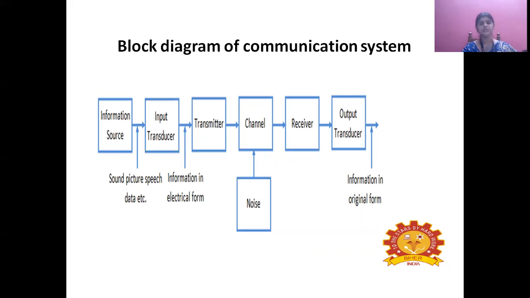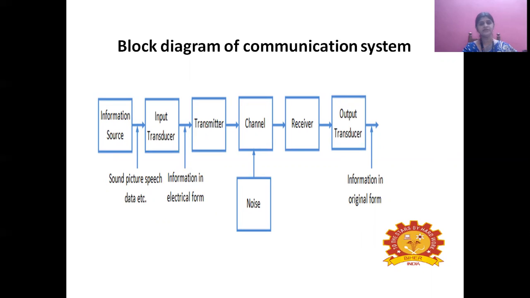The channel is nothing but the transmission medium, which is used for transferring the signal from the transmitter to the receiver. There are different types of transmission medium: the twisted pair of wires, coaxial cable, fiber optic cable. In the case of wireless communication, the electromagnetic wave acts as the carrier. And then the receiver.